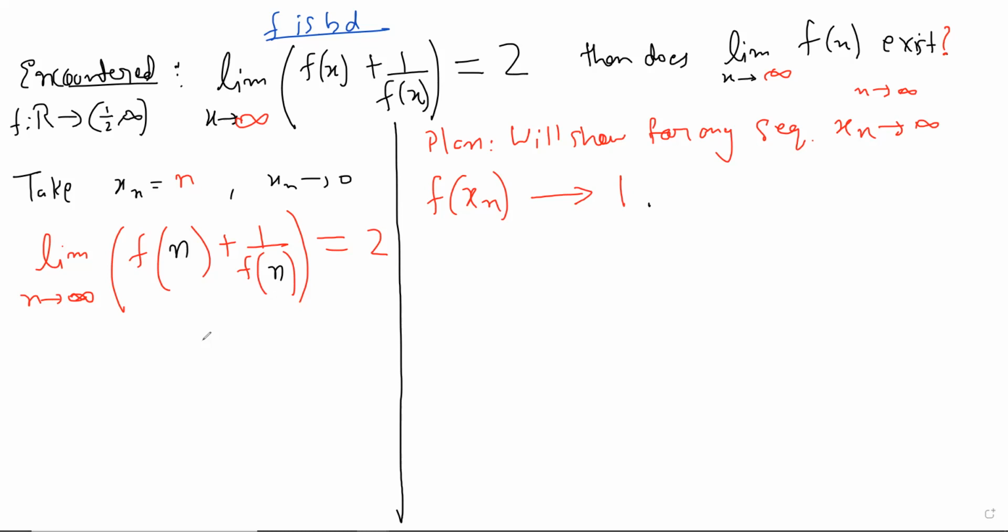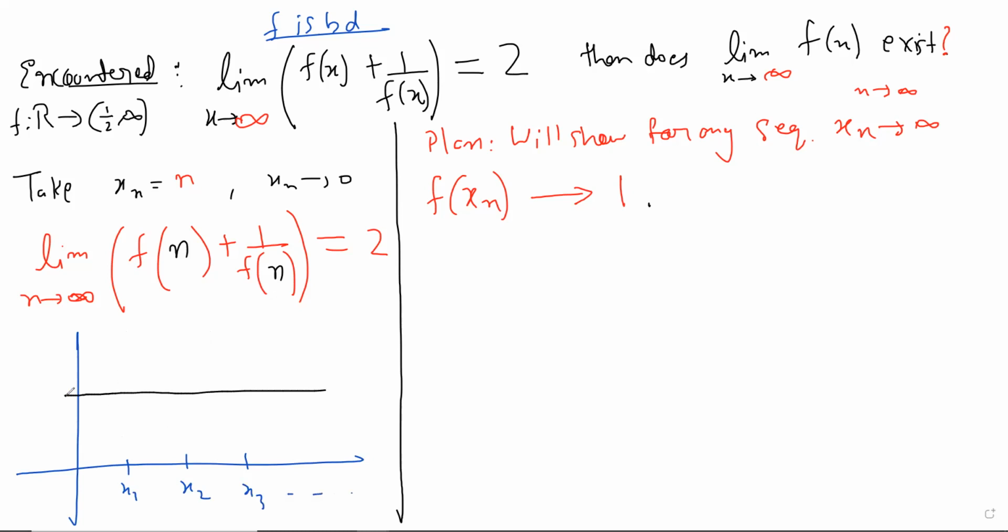How do we do this? This looks very strange, right? Any sequence you take to infinity, we are saying that f(x) has to go to 1. So you take x1, x2, x3, and so on. And this is the line, this is 1. We are saying that if you track the function along this sequence, it will eventually go to 1, if this is a sequence of values, anything.